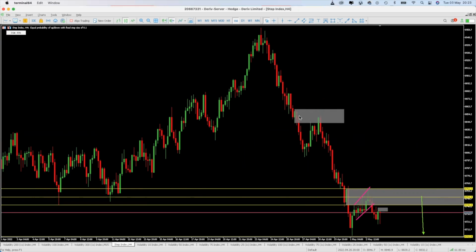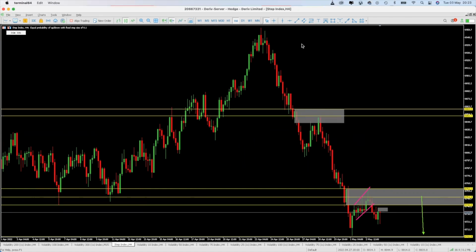Mark your order block, supply and demand, whatever you want to call it. Mark your 100%, 0%, and 50%. Now that we have our order block, we had the impulse, then mitigation back to the zone. And you can see here the market touched the 50.